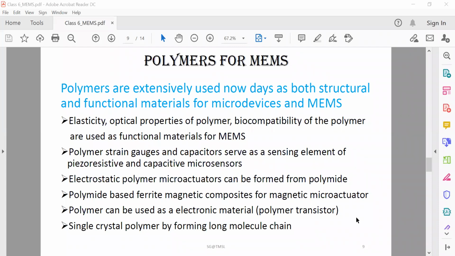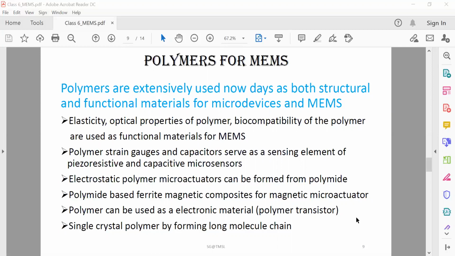So what I'm saying is that electrostatic polymer microactuators can be formed from polyimide material. Polyimide is one class of polymer which has electrostatic properties, and it is used for making microactuators. Polyimide based ferrite magnetic composites for magnetic microactuators is another application.